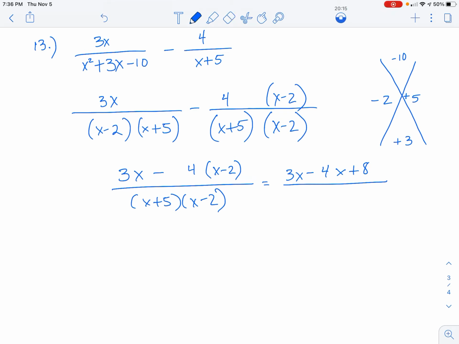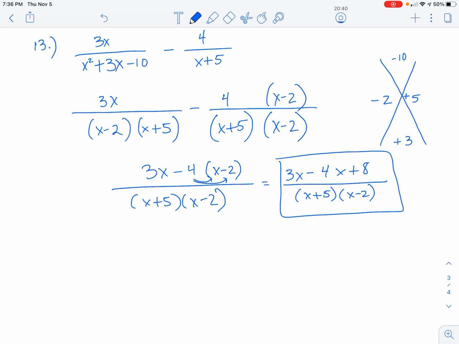So that minus sign over here, I'm going to actually move it closer. Let's see if I can get this closer so you can actually see what's happening here. 3x minus. So I have a negative 4 that when I distribute it would give me a negative 4x plus 8 all over x plus 5 times x minus 2. And that is your simplified answer of putting those two fractions together.